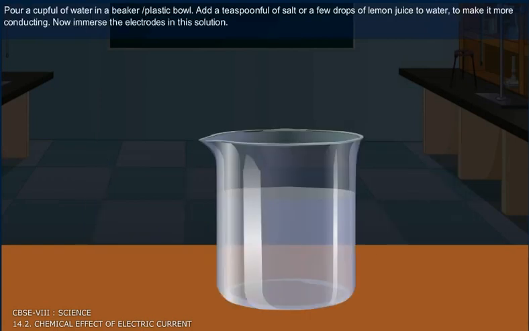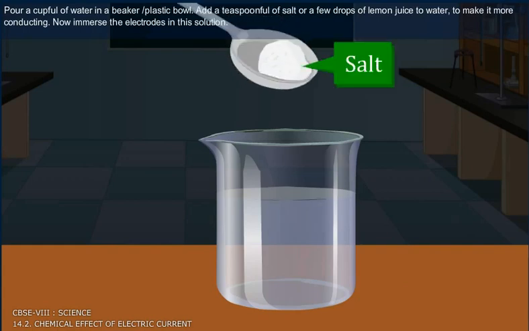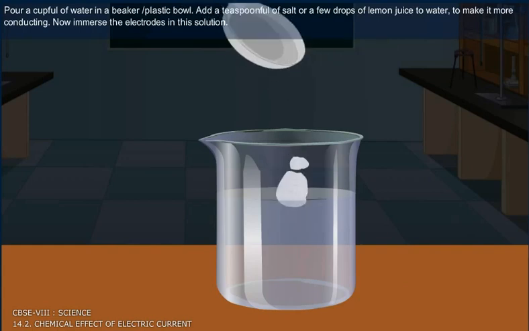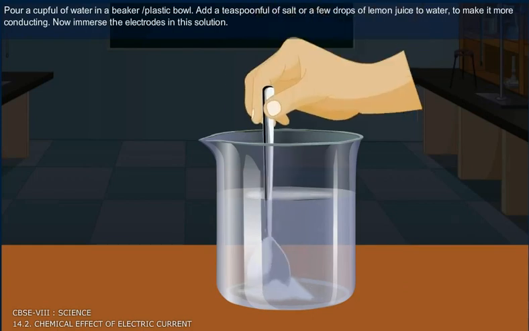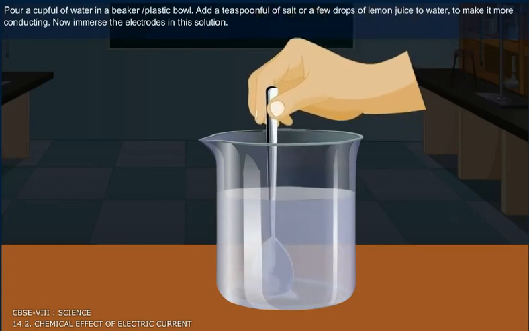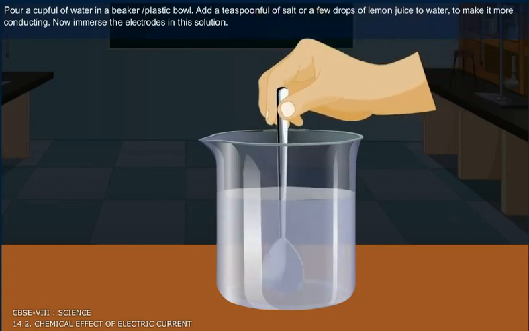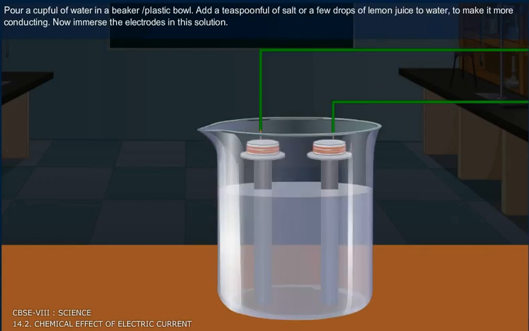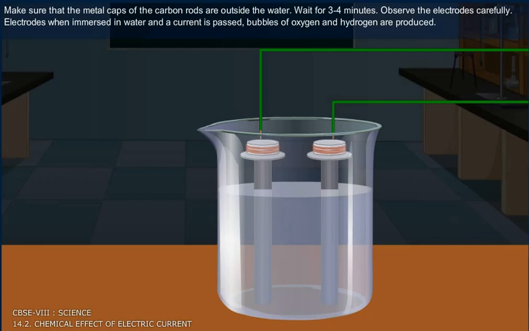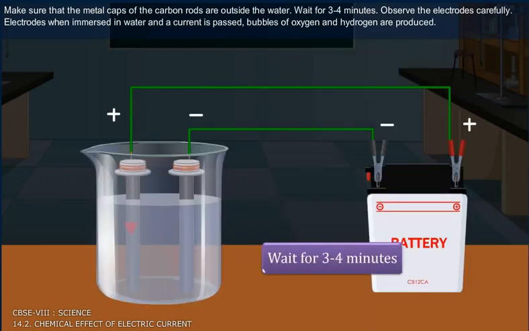Pour a cupful of water in a beaker or plastic bowl. Add a teaspoonful of salt or a few drops of lemon juice to the water to make it more conducting. Now immerse the electrodes in this solution. Make sure that the metal caps of the carbon rods are outside the water. Wait for 3 to 4 minutes. Observe the electrodes carefully.